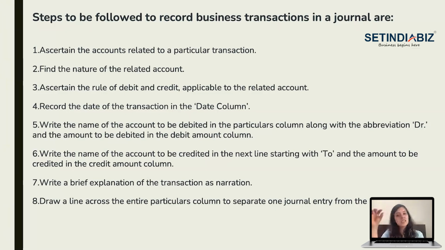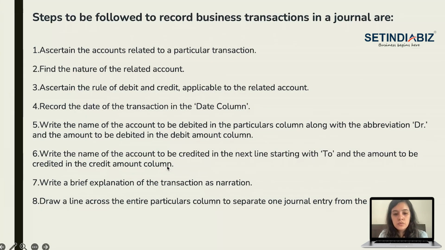And whenever we are writing the debit entry, at the end we write it with capital D and small r. This is the abbreviation we use for the debit. Next, we will write the credit entry. Write the name of the account to be credited in the next line, starting with 'To', and the amount to be credited in the credit amount column.